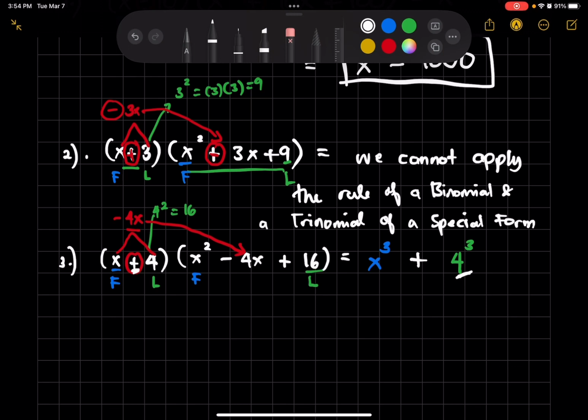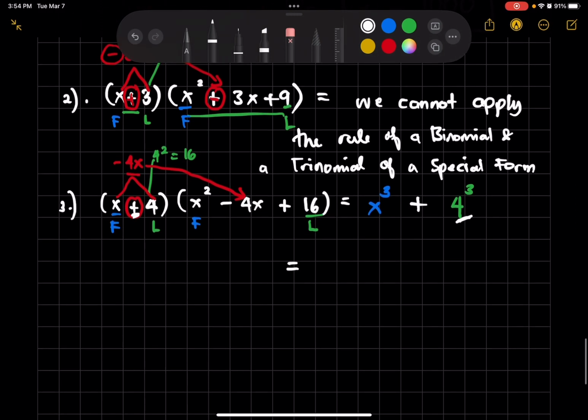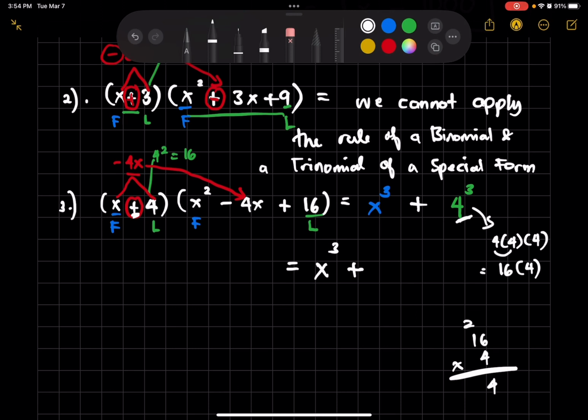So, we have x cube plus, so let us get the answer of 4 cube. Ibig sabihin ng 4 cube, 4 times 4 times 4. So, multiply lang natin yan. 4 times 4, that will give us 16. 16 times 4, let's multiply. So, 6 times 4, that's 24. 4 times 1, 4. Plus 2, 6. So, we have 64. So, the answer here is 64. So, this is now our final answer. We have x cubed plus 64.